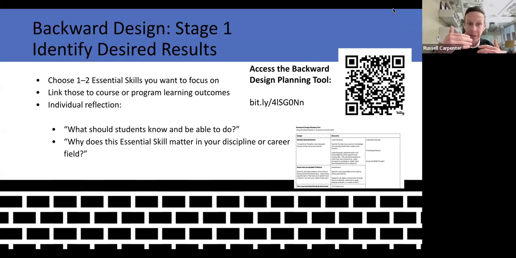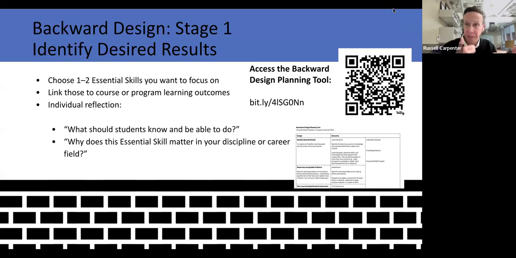So you want to ensure that as you're answering this question, as you're thinking through this question, as you're having conversations with colleagues, that the skill is at the forefront. The essential skill is at the forefront. And then, of course, why does this essential skill matter in your discipline or even in your career path where you are teaching? Why does this matter? The graduate profile is an opportunity to show students not only the essential skills, but why they matter in their careers and in their lives.